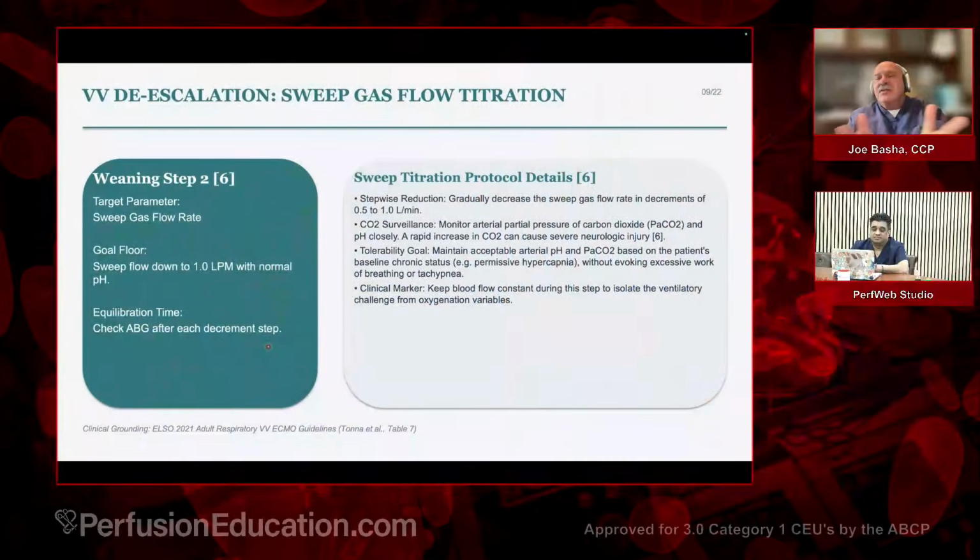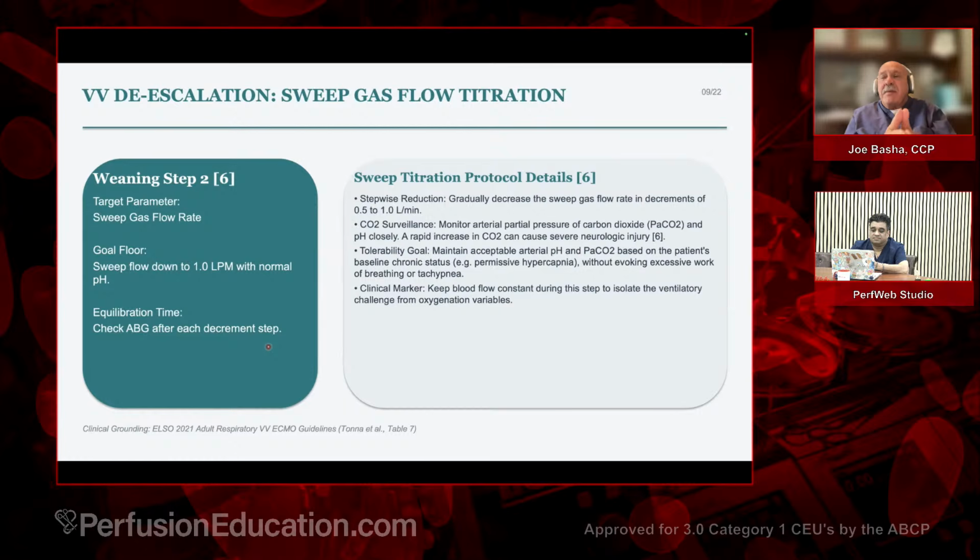But nevertheless, okay. So down with the sweep, that's also very interesting. You have to take into consideration that when you start decreasing that sweep, your PCO2 is going to go up. These patients have to be able to ventilate enough to blow that CO2 off.